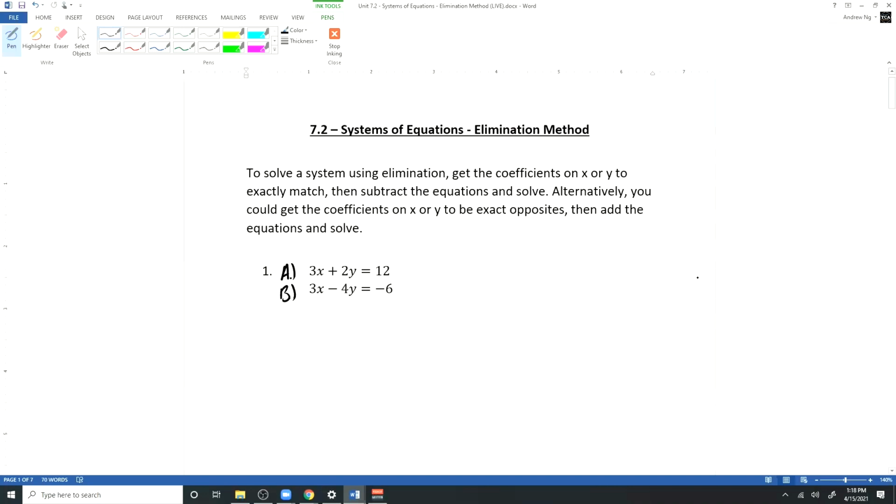Now, looking over equation A and equation B, I see that the coefficients on x are already exactly the same. I've got 3x here and 3x here, which is great because I don't need to do any clever multiplication in order to manipulate these equations such that those coefficients match up. They already do match up. So I'm going to subtract equation B from equation A. Since this is 3x and this is 3x, I can subtract these entire equations.